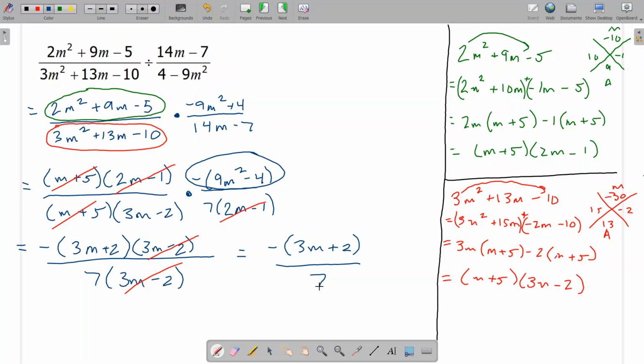You don't have to. I prefer to leave it like this, but if you want to distribute, you wouldn't be incorrect. All right, so that was a lot of work. That was a lot harder. They're not all going to be that challenging, but it is possible to have factoring like that. Okay, it does take some time. Do your work off to the side, keep it organized, substitute it back in before you start simplifying further.